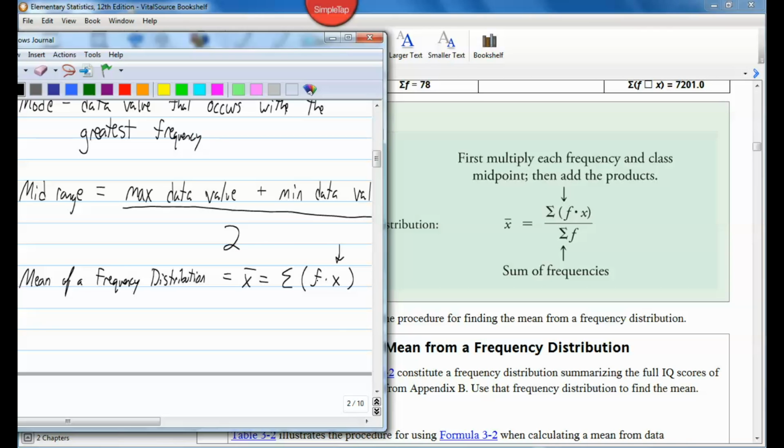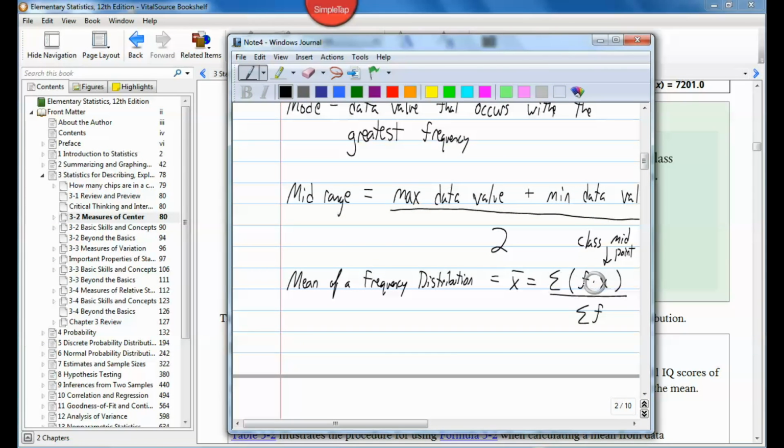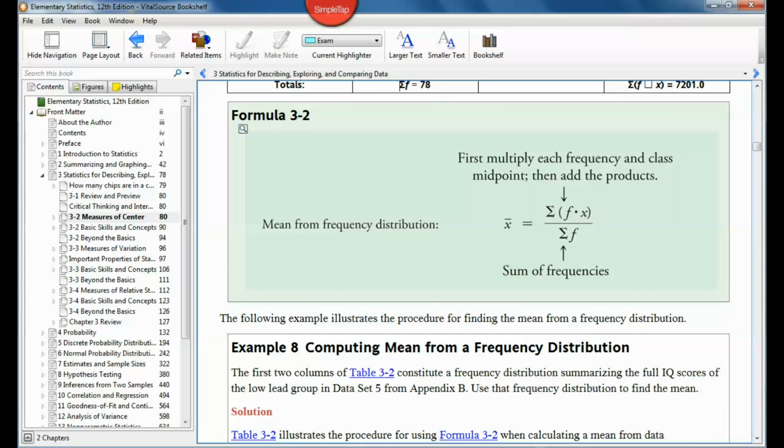Might want to make yourself a note. That's the class midpoint. And divide by the sum of the frequencies. So you have to figure out all of these values for each class. You have to say the frequency times the class midpoint for all the classes. Then you take the sum of that and then divide by the sum of the frequencies. We'll look at their example real quick.